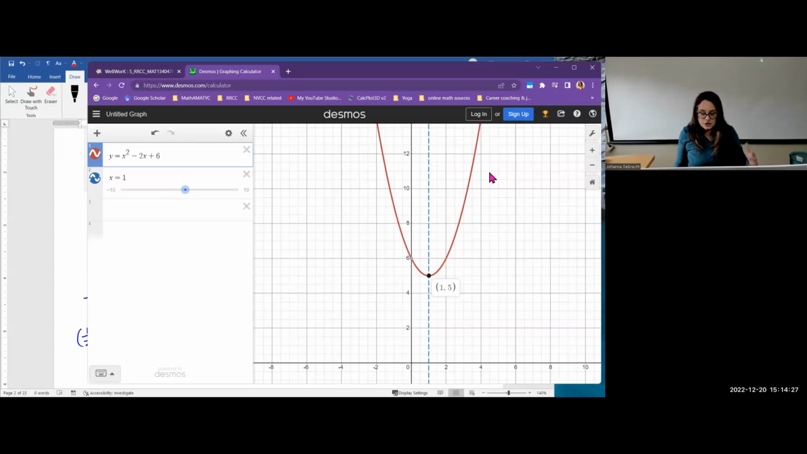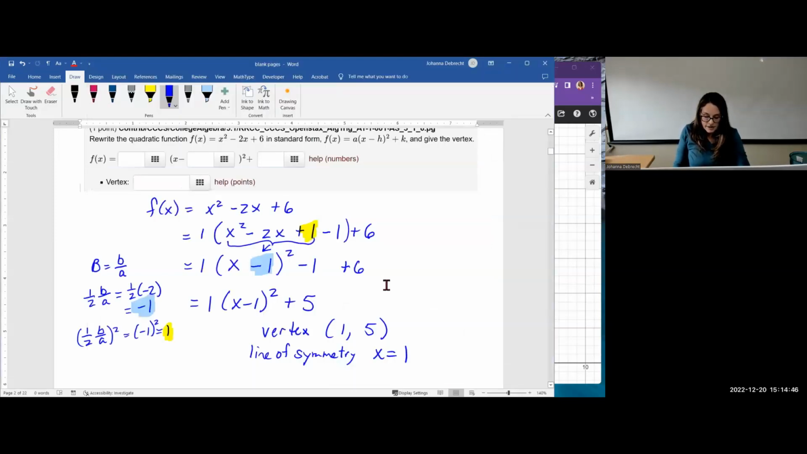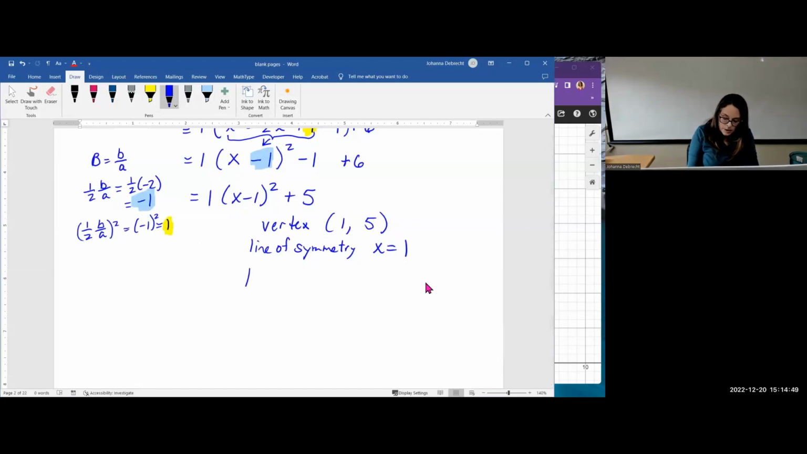Now, what about the range? Notice that the parabola is going to continue going up to the left and to the right, but it never goes down below the y value of 5 at the vertex. So that means that our range has to be from 5 to infinity and including 5. So over here, we're going to write down that the domain is going to be all reals, which would be negative infinity to infinity. And the range is going to start at the number 5 and go up.